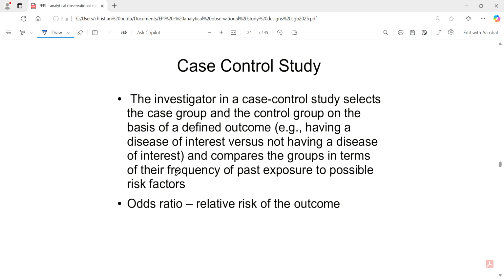In a case control study, the investigator selects the case group and the control group on the basis of a defined outcome. So outcome yung nauna. In a cohort study, the exposure yung nauna. Okay. And compares the groups in terms of their frequency of past exposure to possible risk factors. The measure of association used in case control is the odds ratio.